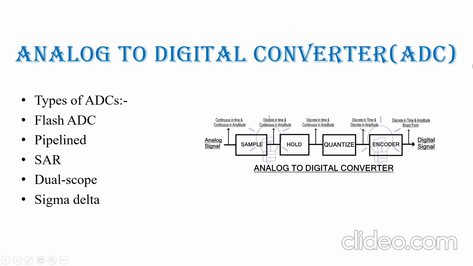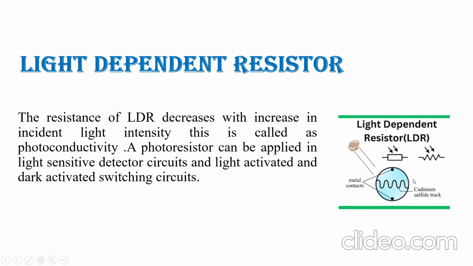Here you can see how an analog to digital converter, or ADC, works. Then the light dependent resistor. The resistance of an LDR decreases with an increase in incident light intensity. This is called photoconductivity. A photoresistor can be applied in light sensitive detector circuits and light activated and dark activated switching circuits. So here you see an example of how an LDR works.